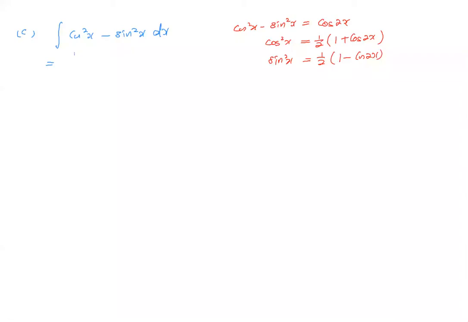So you change this to cos 2x dx. When you integrate cos, what do you get? Sine. Sine what? Sine 2x over 2 plus c.